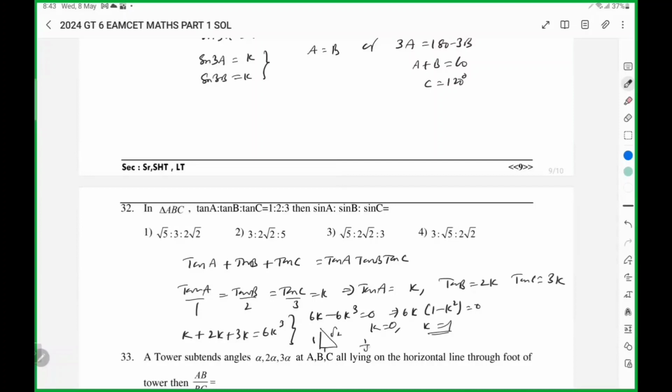Tan A becomes 1. Sin A is 1 by root 2. Tan B is 2, it is root 5. Tan C is 3, root 10. So it is root 5 is to 2, root 2 is to 3.